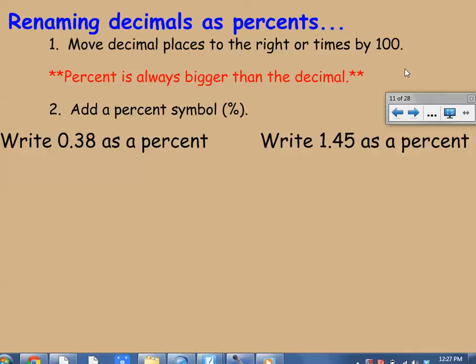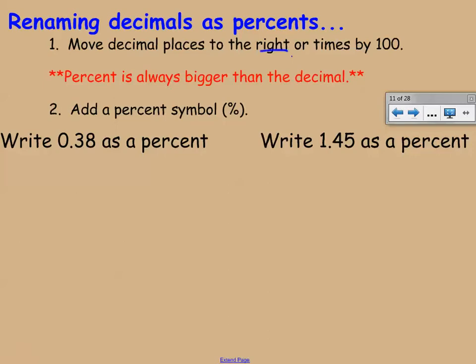What we're going to be doing today is the opposite of what we did yesterday. We need to move the decimal place to the right. It should say 2 times, or you are going to times by 100. Remember, the percent is always going to be bigger than the decimal. Then we also need to make sure we add a percent symbol.